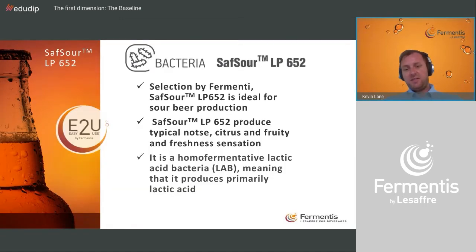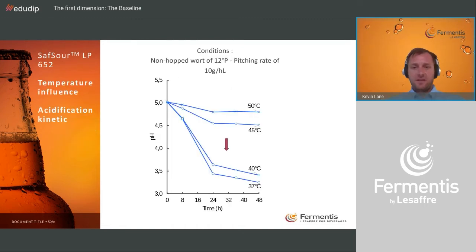Additionally, we came out with a bacteria in the past year called SatSour LP 652, intended for kettle souring. I apologize for some typos on this slide. I made some mistakes. I saw this earlier. But selection by Fermentis, it's ideal for sour beer production. Typically produces notes of citrus, fruity, and a fresh sensation. It's a homofermentative lactic acid bacteria, meaning that it primarily produces lactic acid in that souring fermentation.